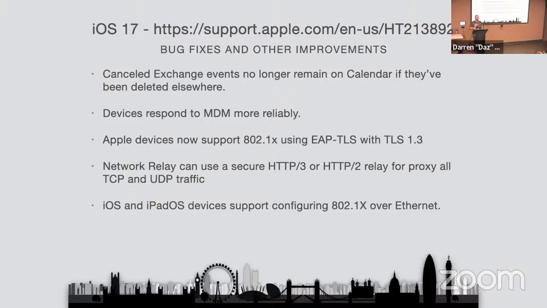Devices respond to MDM more reliably. Is that bad news? Well, actually, it's great news, don't get me wrong, but a little bit more meat there would be helpful. But yeah, if it's more reliable, I'm happy. Apple devices now support connections to 802.1x networks using EAP-TLS with TLS 1.3. It's that last bit, that's the new thing on that one.